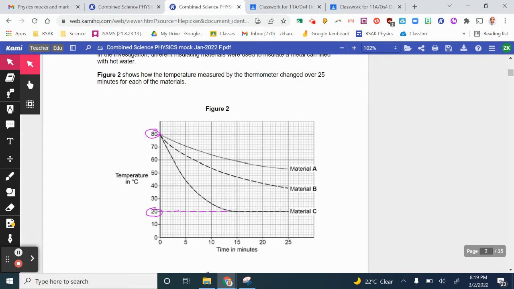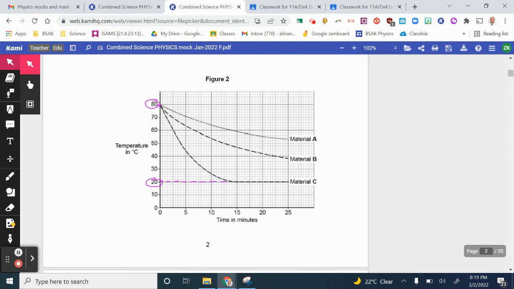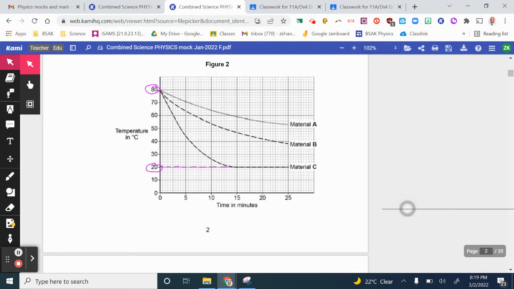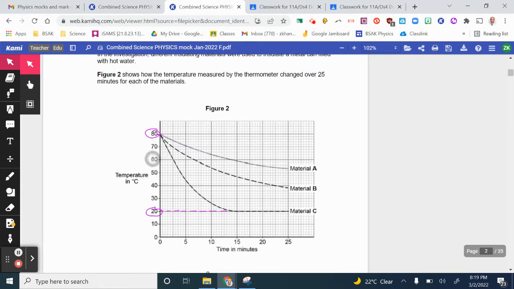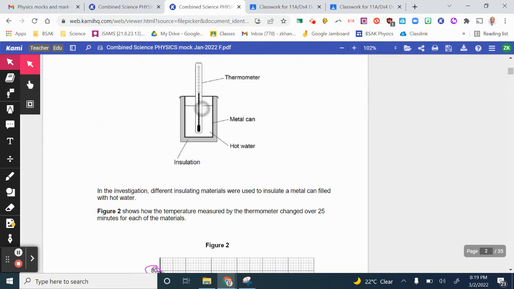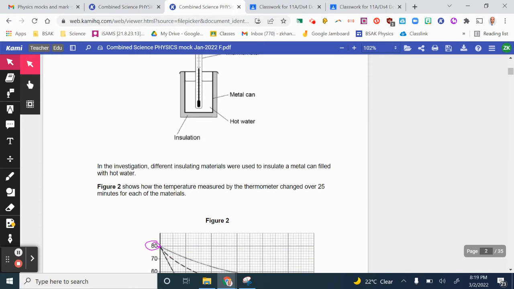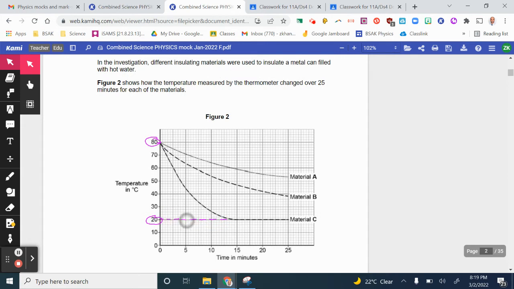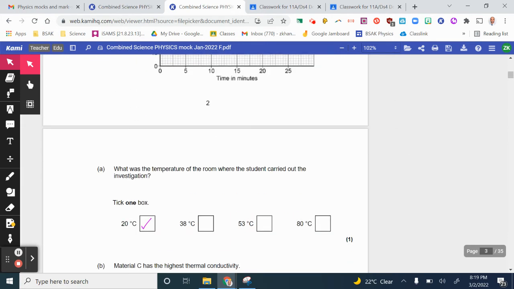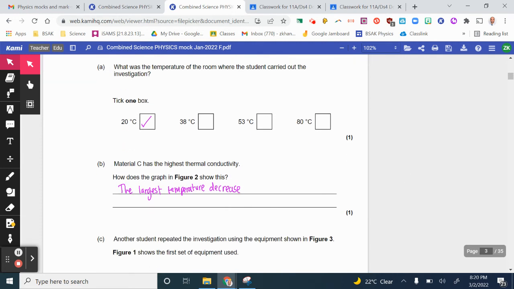The temperature of a room is normally around 20, 22, 23 degrees. So we can see that here the temperature has leveled off, and the water has cooled down to the temperature of the room, which we expect to happen over the long run anyway. And here that is 20 degrees. So that's the answer to part A.